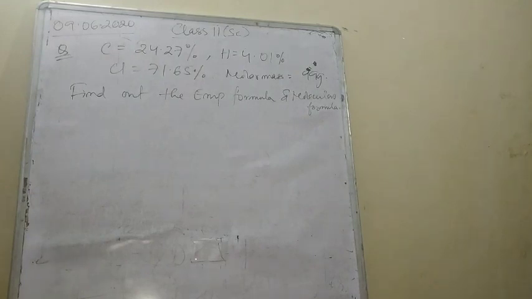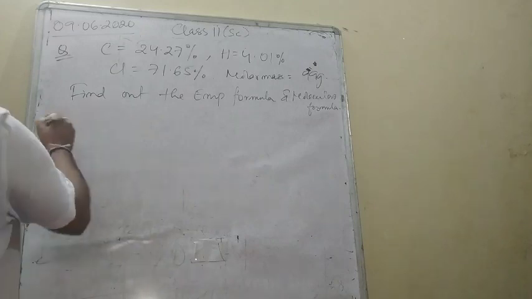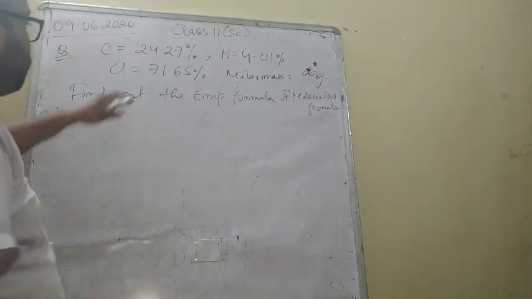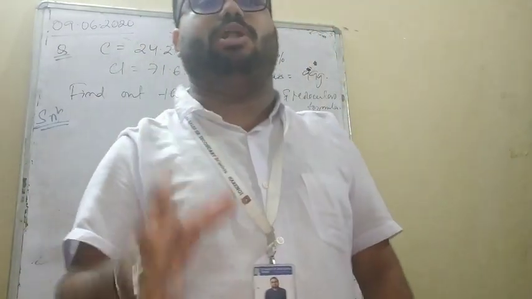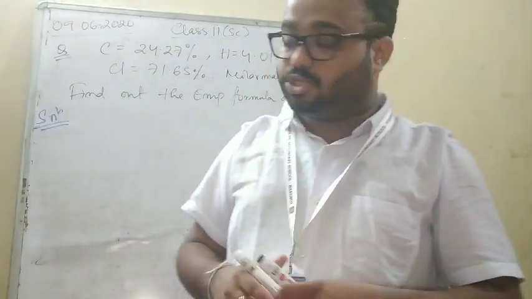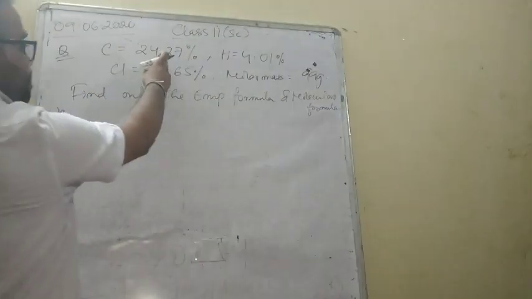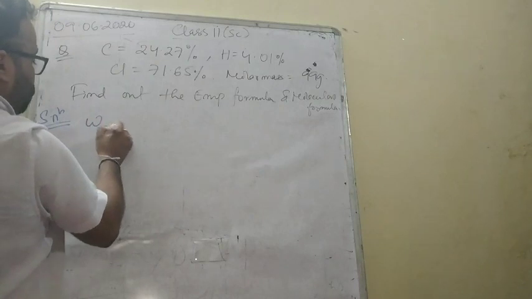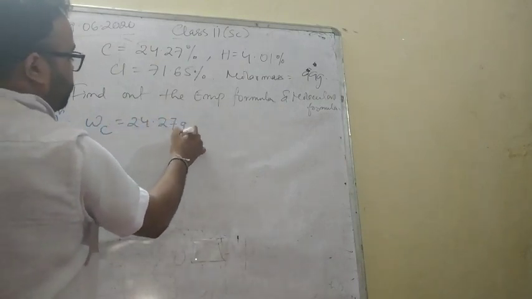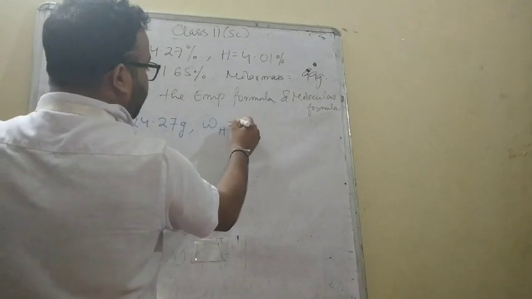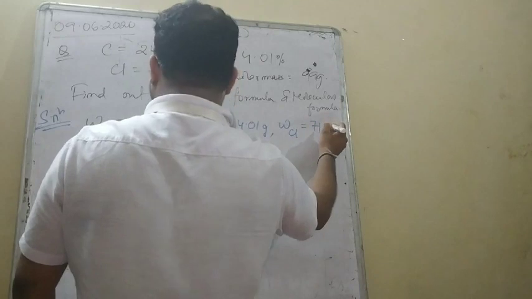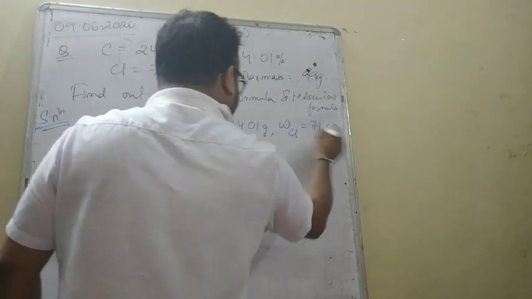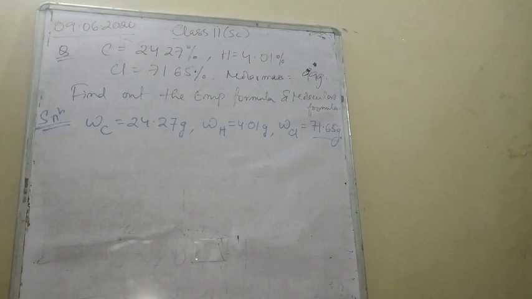Now the first step is convert all these percentages into grams. So the mass of carbon will become 24.27 gram. The mass of hydrogen will become 4.01 gram, and the mass of chlorine will become 71.65 gram. First step is convert all the percentages into grams.